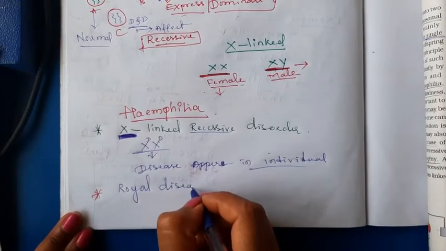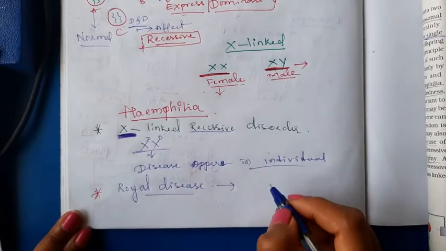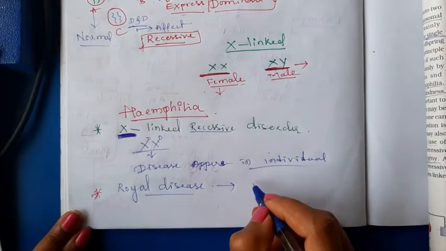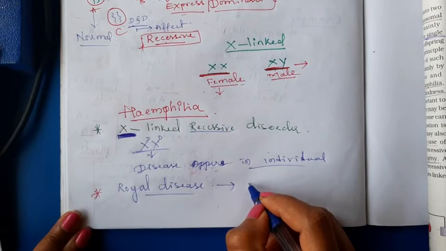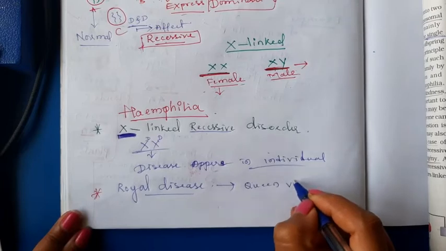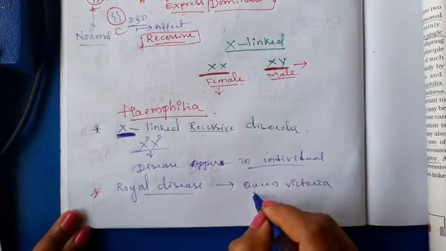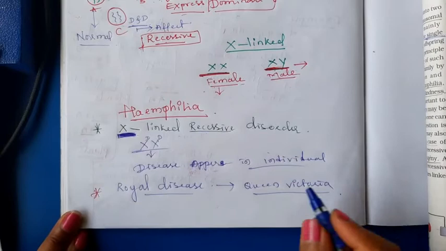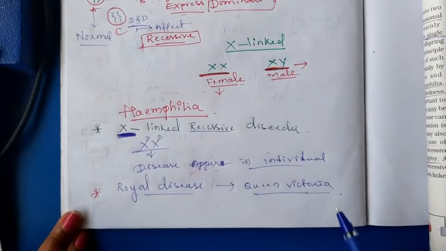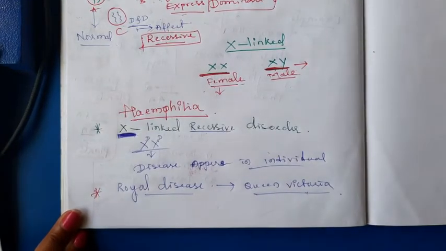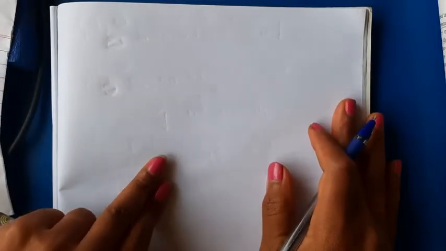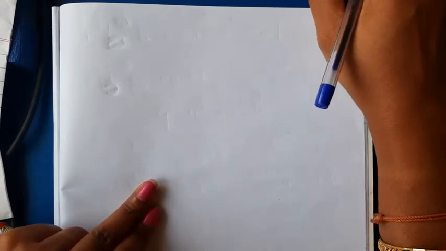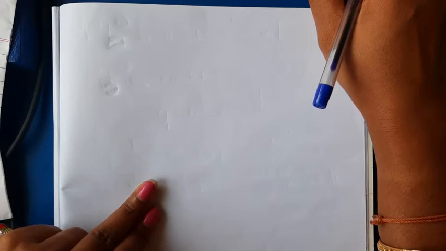Royal disease because it was first discovered in the family of Queen Victoria. Many members of Queen Victoria's family had this disease. That's why it is known as a royal disease. It is an X-linked recessive disorder which shows transmission from an unaffected carrier female to some of the male progenies.